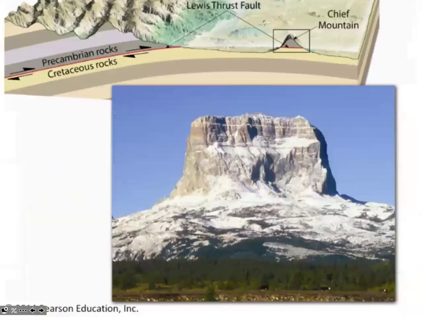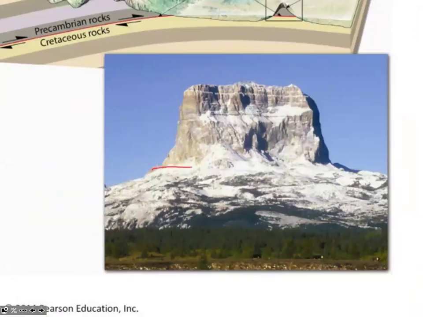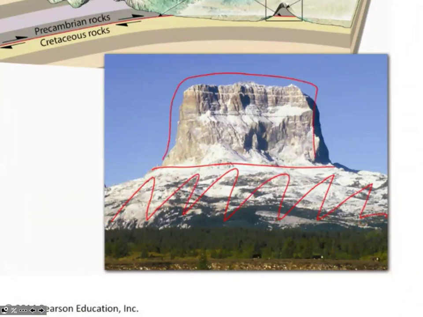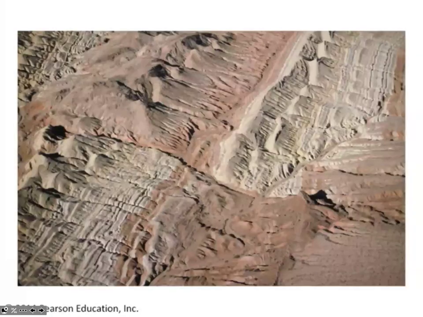So Chief Mountain, if you look at it here, actually has the Lewis thrust fault running along its base, and you've got Cretaceous age rocks below that thrust fault, and you've got Precambrian age rocks above it. So older on top of younger, the opposite of what superposition would predict.